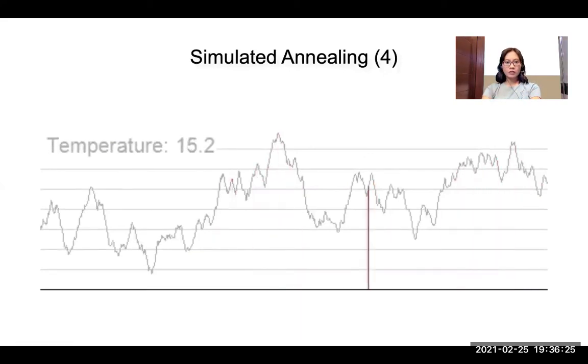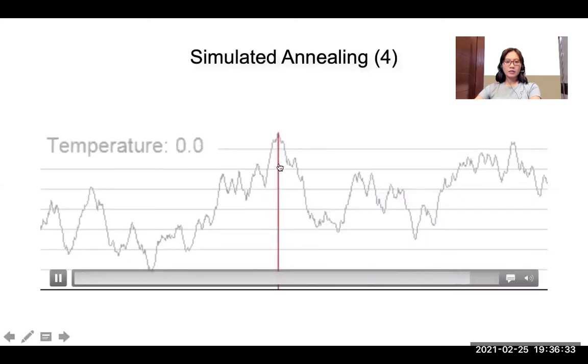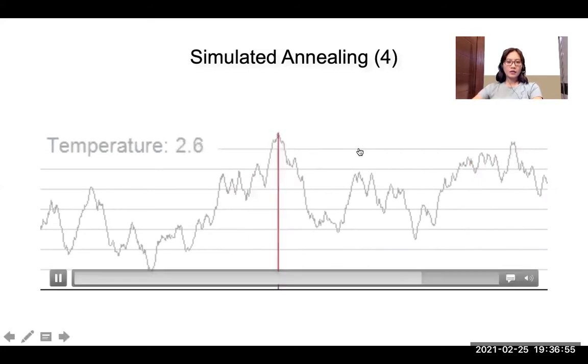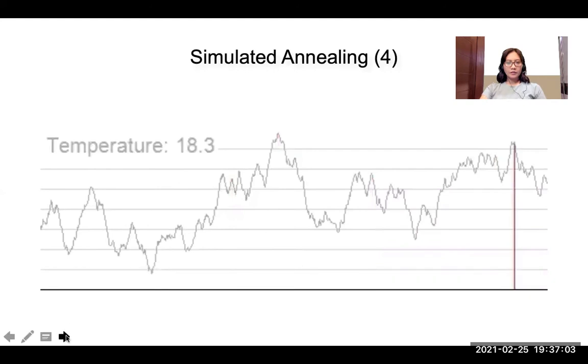The temperature goes down, down, down. And then look at this, it keeps stuck in here. Finally 0, and this is the best score that it can find. Okay, start again. Very quick, very fast, and then getting slower, slower, and stop. That's about the simulated annealing.